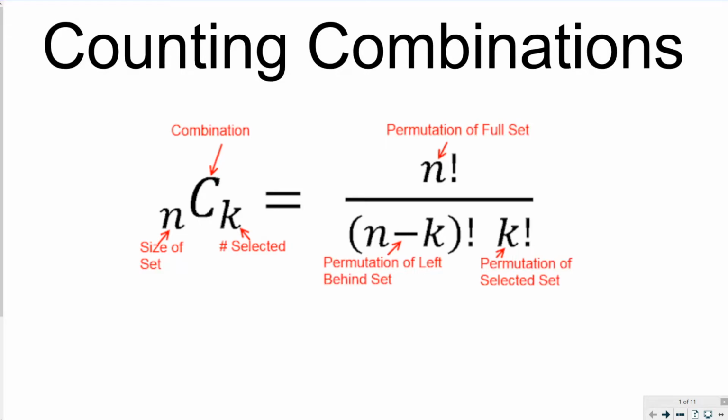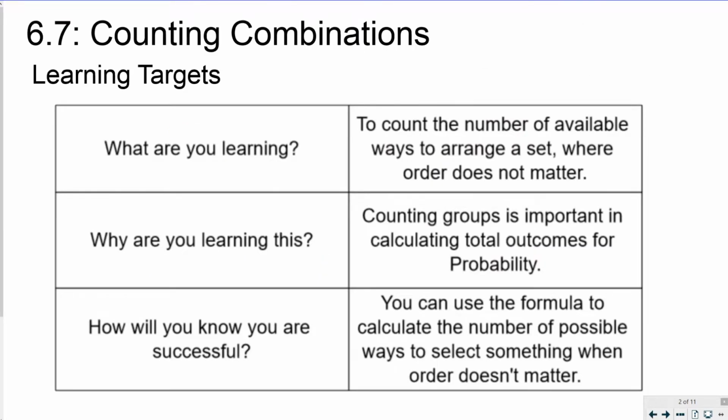Hi guys, and welcome to the video on counting combinations. So, we're learning to count the number of available ways to arrange a set when the order does not matter, and we're learning this because counting groups is important in calculating the total outcomes for probability. And then you can use the formula to calculate the number of possible ways to select something when the order doesn't matter. That's how you know you are successful.